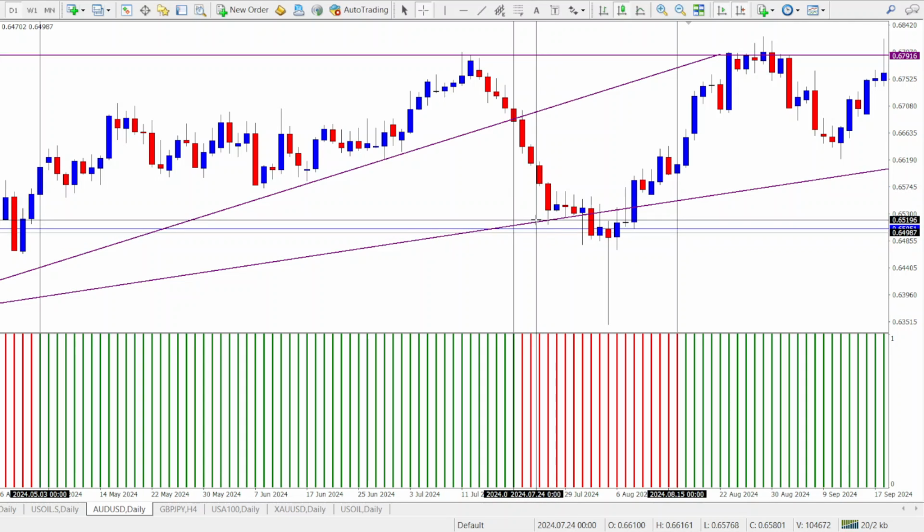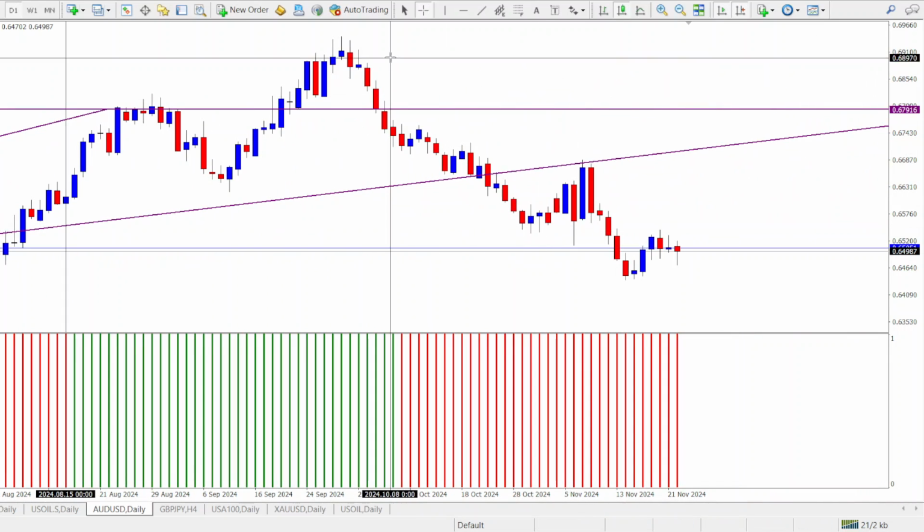All right, so it's important to actually have confirmations. You can also use other indicators to confirm both your entries and your exits. All right, now let us look for a sell example.